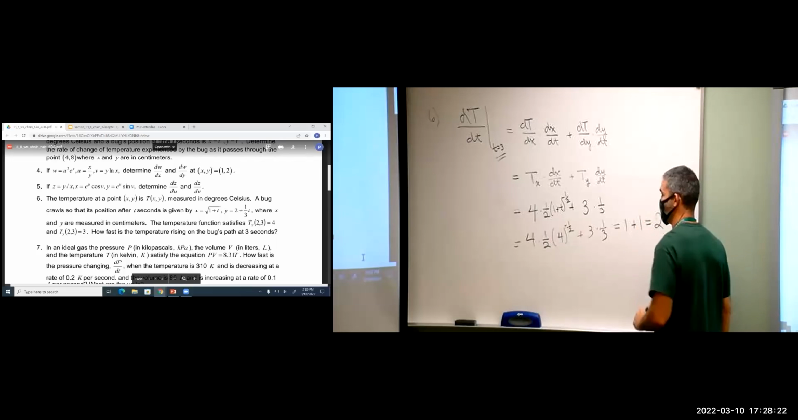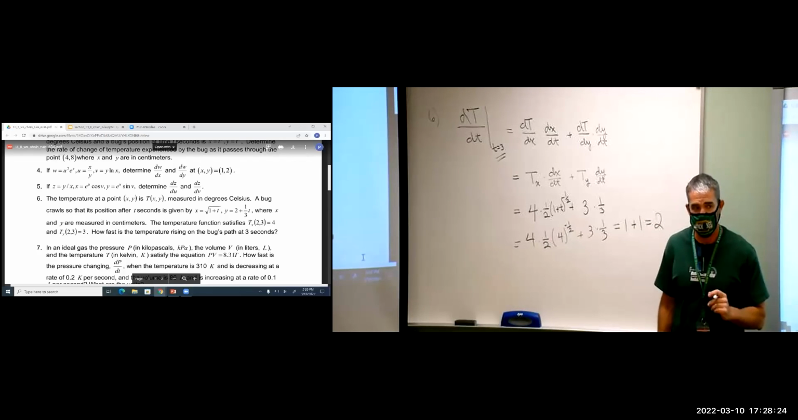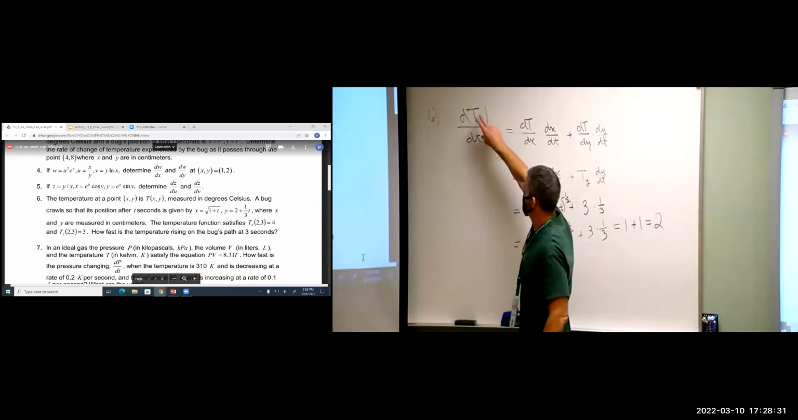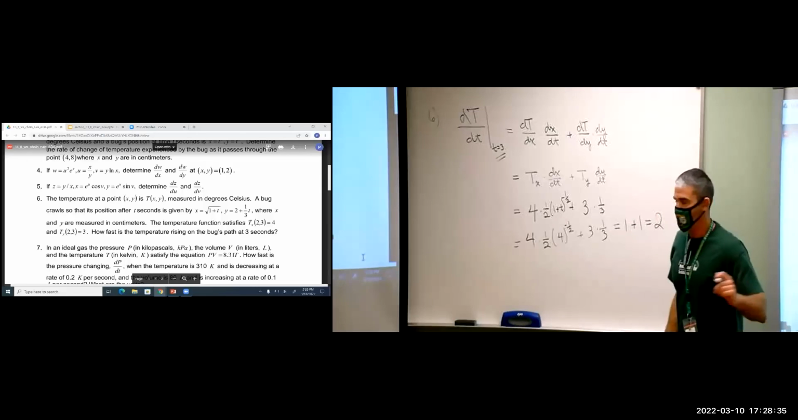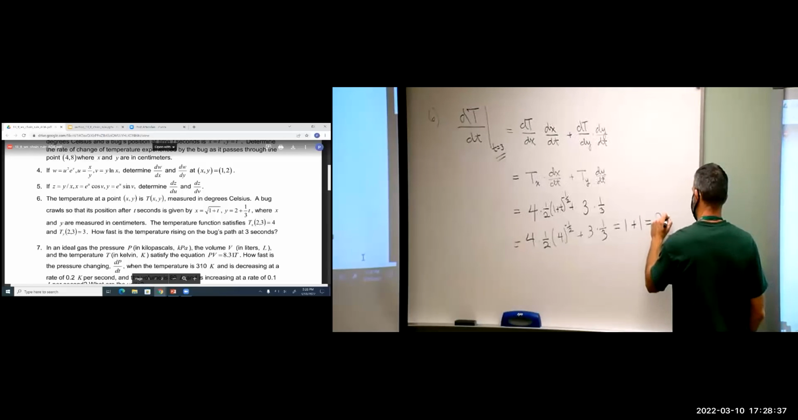Now we're in a context. What are the units on that 2? And if you're not sure, go back to where we started. What were the units on capital T and little t? Degrees Celsius per second. Okay, degrees Celsius per second.